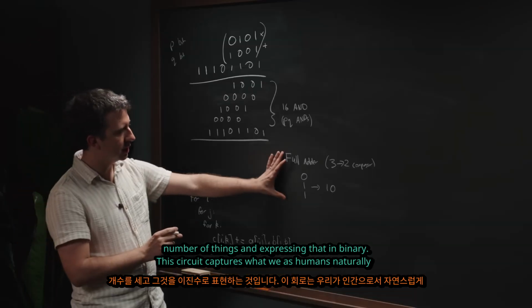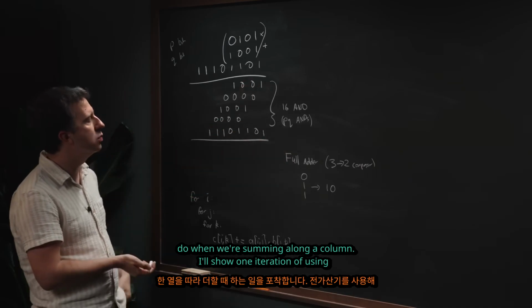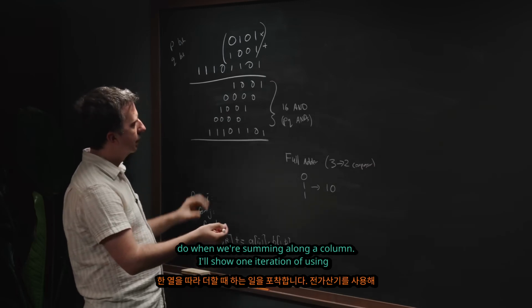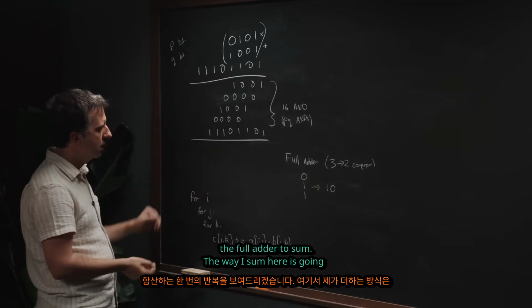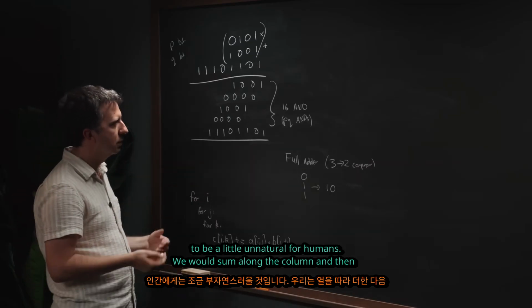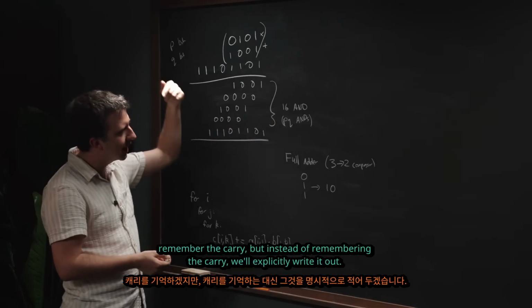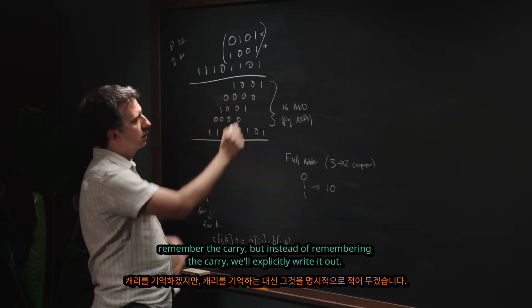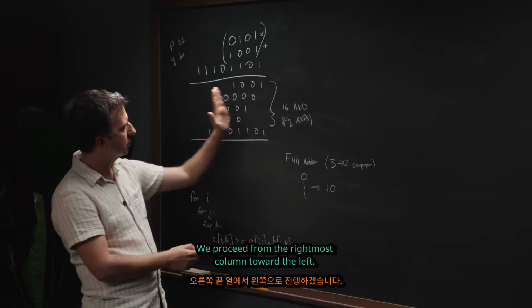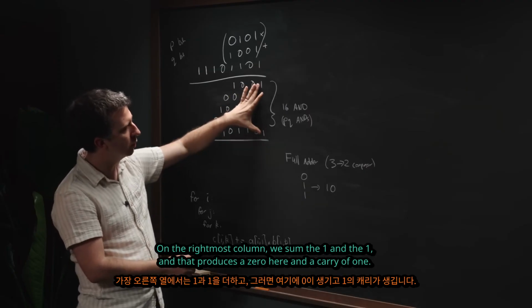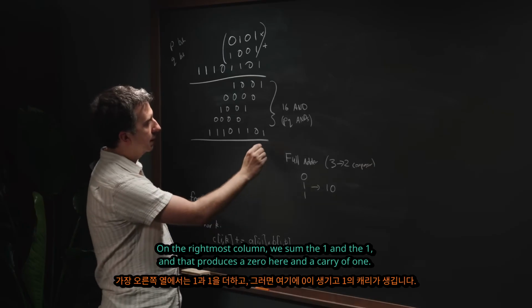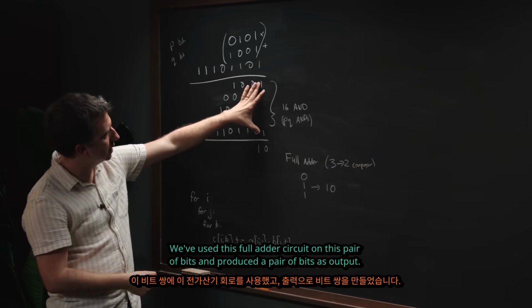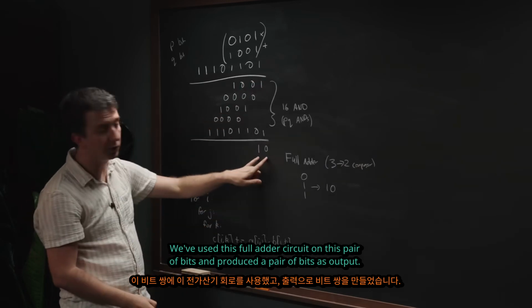So this circuit can capture what we as humans naturally do when we're summing along a column. I'll show one iteration of using the full adder to sum. The way I sum here is going to be a little bit unnatural for humans. Humans would sum along the column and then remember the carry. But instead of remembering the carry, we'll just explicitly write it out. So we proceed from the rightmost column towards the left. On the rightmost column, we sum the 1 and the 1. And that produces a 0 here and a carry of 1. So we've used this full adder circuit on this pair of bits and produced a pair of bits as output.